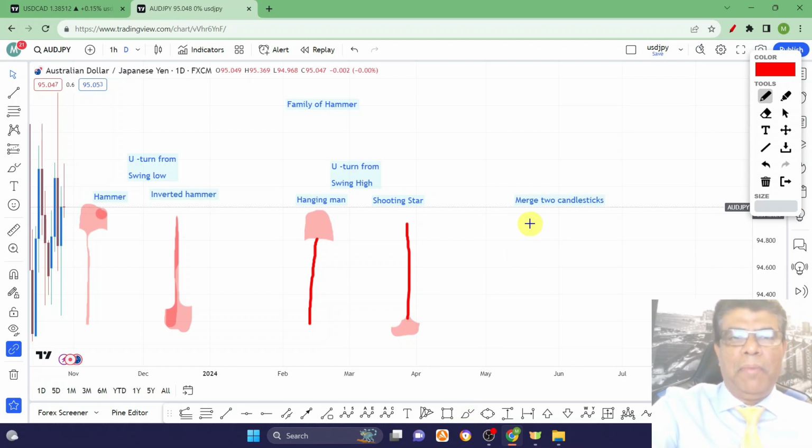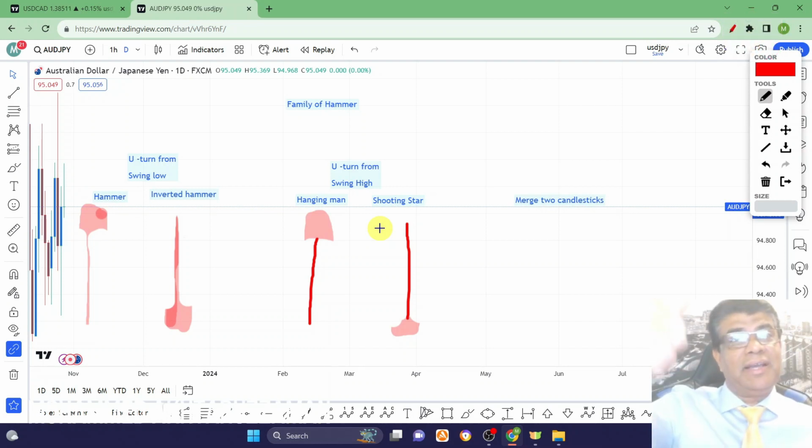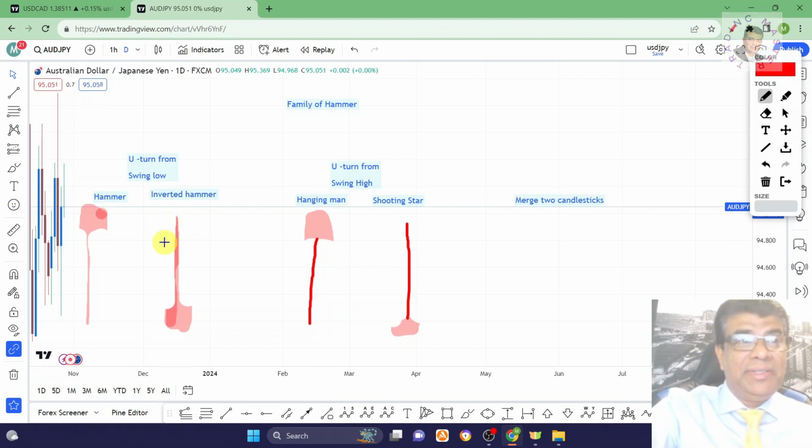Before I go over, there are important things you have to remember: the hanging man and shooting star are on the swing high. Always you have to look at when the stock is going up and up. This is when the stock is going down, down, somewhere it needs to be stopped. So when you see a hammer, you know the downtrend is almost coming to an end.